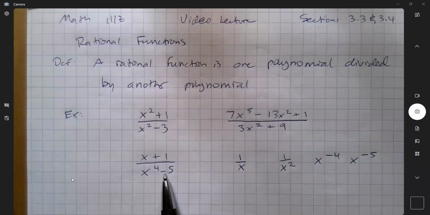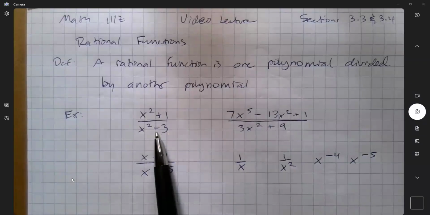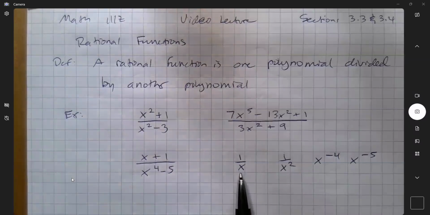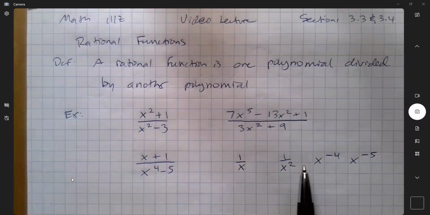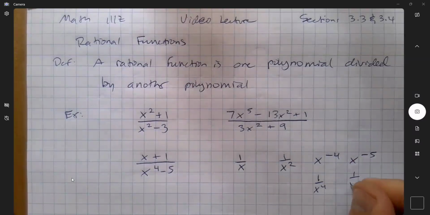That's a rational function. Now, these three are kind of the classic that you tend to see, where they're very obviously polynomials in the top and the bottom. But there are others that are less obvious, like 1 over x. That's a rational function because 1 is a polynomial and so is x. Same for 1 over x squared. And in fact, x to any negative power is a rational function because you can always write it as 1 over x to that positive power.